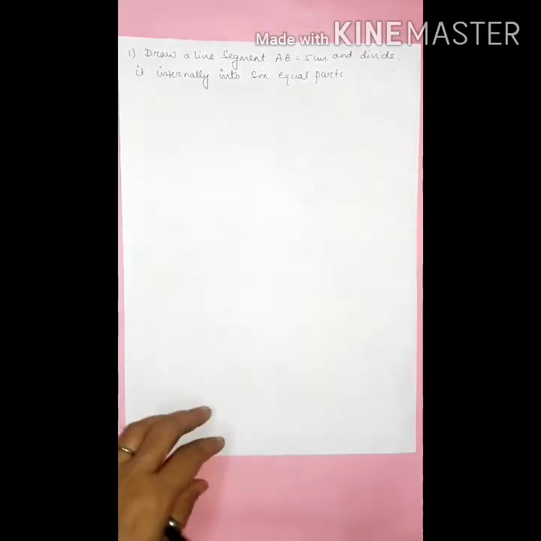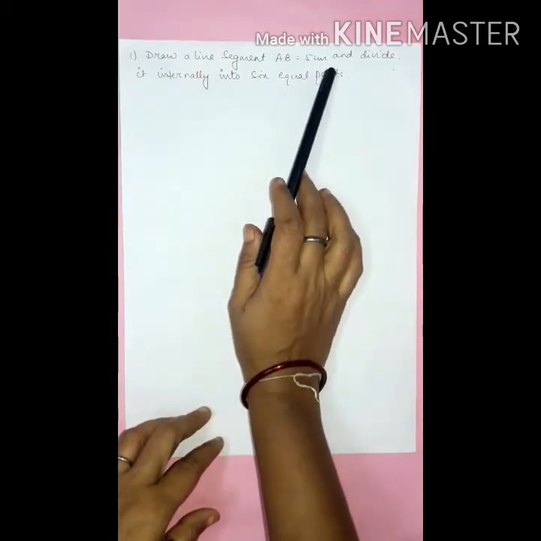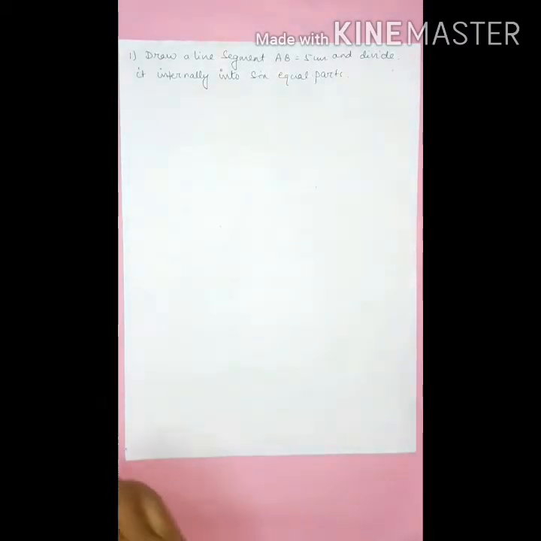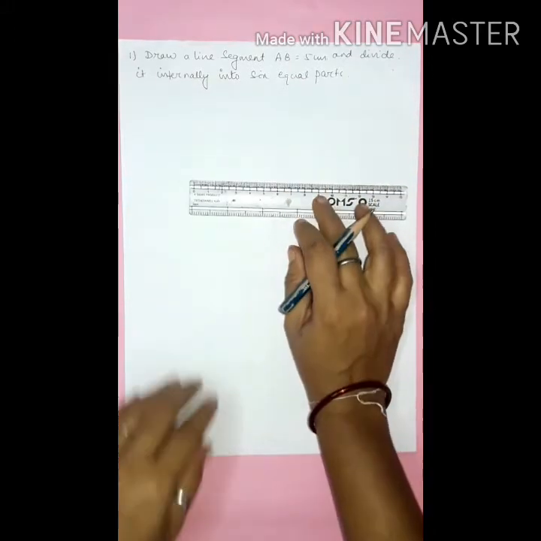So question number 1 of worksheet 3 of chapter 10. Draw a line segment AB equal to 5 centimeter and divide it internally into 6 parts. So 6 parts we have to divide this one. First of all we have to draw a 5 centimeter line segment.